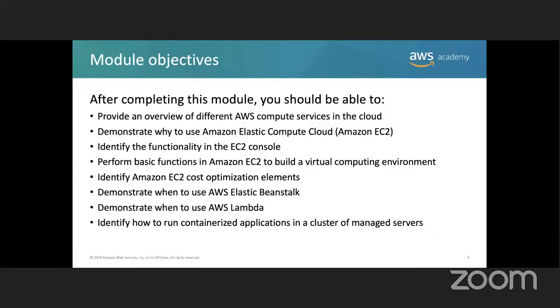Objectives: after completing this module, you should be able to provide an overview of different AWS compute services in the cloud, demonstrate why to use Amazon Elastic Compute Cloud, Amazon EC2, identify the functionality in the EC2 console, and perform basic functions in Amazon EC2 to pre-build a virtual computing environment, identify Amazon EC2 cost optimization elements, demonstrate when to use AWS Elastic Beanstalk, demonstrate when to use AWS Lambda, and identify how to run containerized applications in a cluster of managed servers. Okay, so let's see the compute services overview.